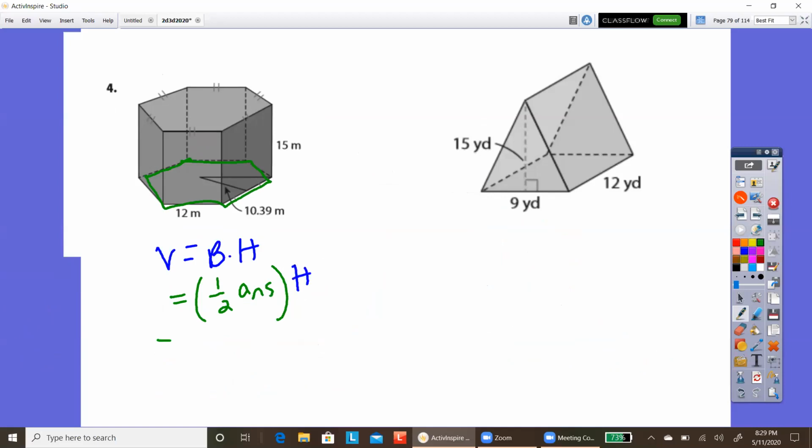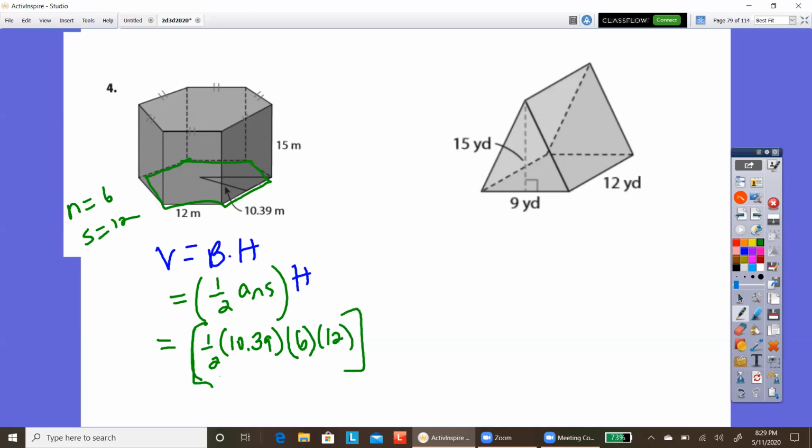So for the area of a regular hexagon, they were very nice because they gave me the apothem. The apothem is 10.39. So it's 1/2 times 10.39. There are 6 sides, and the length of each side is 12. And then the height of the whole object, meaning how many identical layers there are, is 15. So now if I multiply all of these, it would be 1/2 times 10.39 times 6 times 12.